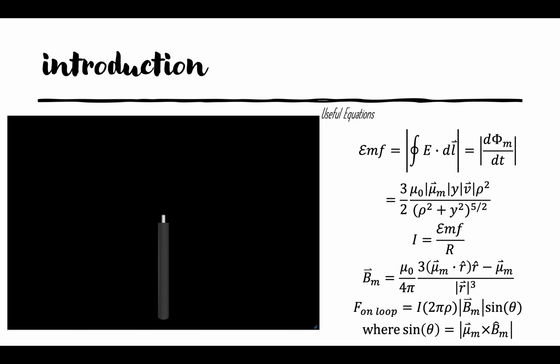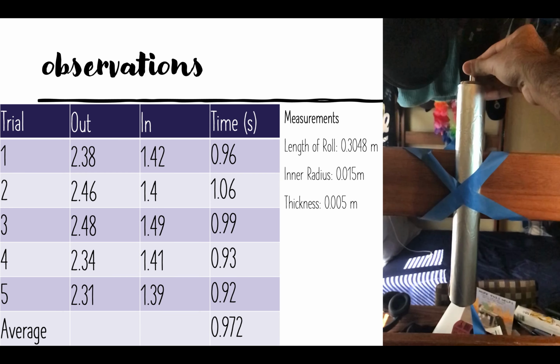Some useful equations when doing this lab include Faraday's law, from which we can derive an expression for the EMF on the rings, where y is the vertical distance between the magnet and the ring, and rho is the radius of the tube. We also will use the expression for the magnetic field of a magnetic dipole from Lab 3 and Ohm's law from Lab 4 to determine the magnetic force on the loop. This is combined with the gravitational force on the bar magnet to determine the net force, which is then used with the momentum principle to update velocity and position.